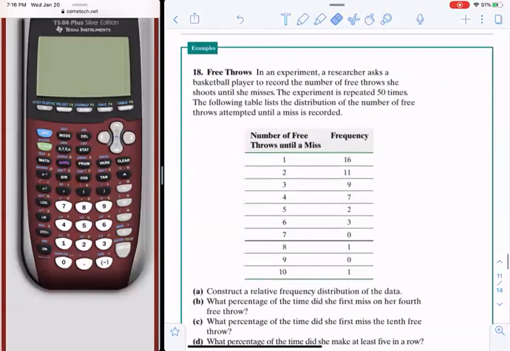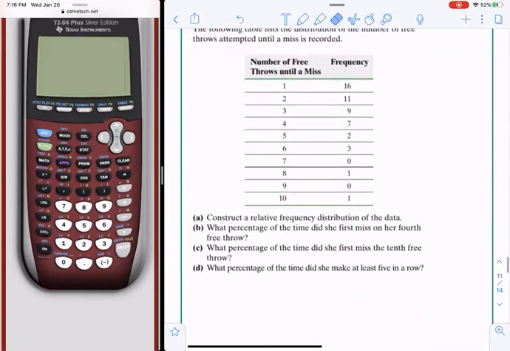So we have an experiment where a basketball player is interviewed, and we're looking at the number of free throws she would shoot until she misses. So she's making all those throws until she misses. We want to find a relative frequency distribution, and we know what that is. It's simply the frequency divided by the total.